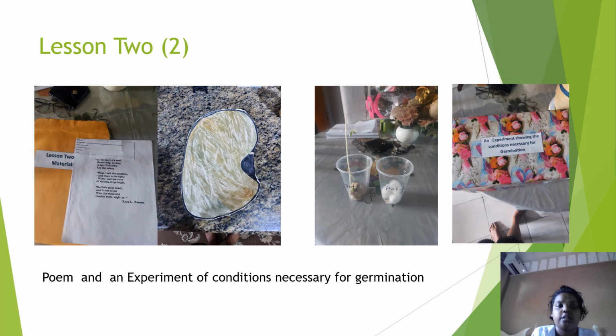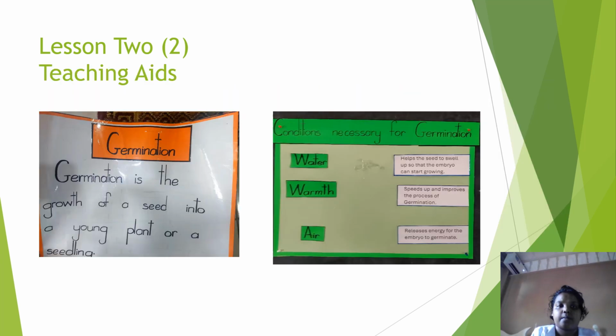Also, I had worksheets and homework shown in the picture, which were used as lesson materials. Also, I displayed teaching aids. The first teaching aid shows what germination is, and the second is an interactive teaching aid where students have to learn the conditions necessary for germination. They have to read the information and match whether the description suits water, warmth, or air.